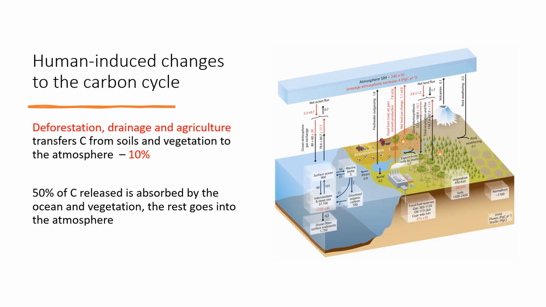But it's not the only source. About 10% of human emissions are actually down to land use change, particularly deforestation, drainage, and agricultural purposes as well. That's about 10% of that. And what we're seeing here is a change in the landscape, which then leads to the release of carbon.